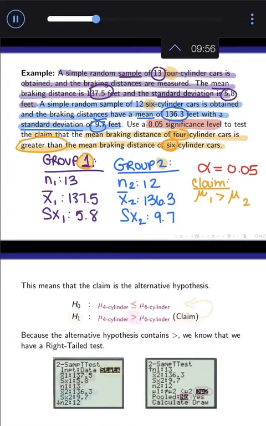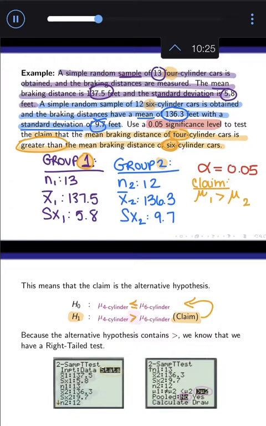But we have to start out by figuring out where this claim lands. Well, because our claim had a greater than symbol, that will put it as our alternative hypothesis. Because it didn't have an equal to, it will land as our H1, which means the null hypothesis will be the opposite, the complement, which will have a less than or equal to.